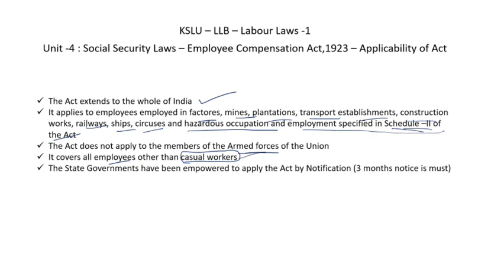Don't confuse a casual worker with a temporary worker. A casual worker is someone who works on small, miscellaneous items which are not critical and not part of the trade or business of the employer. And finally, the governments have been empowered to apply the Act by notification. The state government can take decisions on the applicability and changes of this Act, and they can issue a notification for the applicability of the Act, and that notice must be given three months in advance.